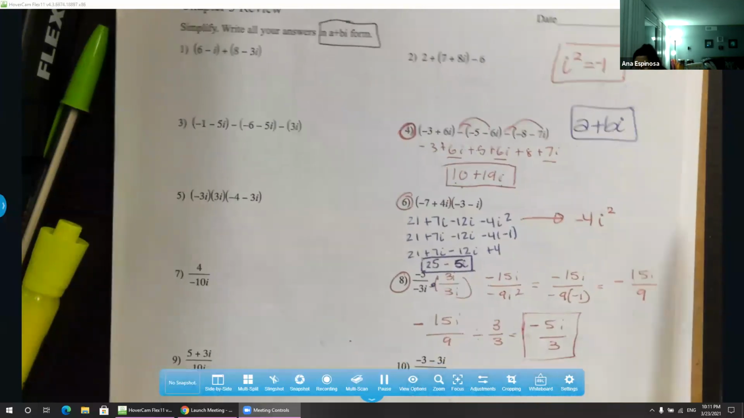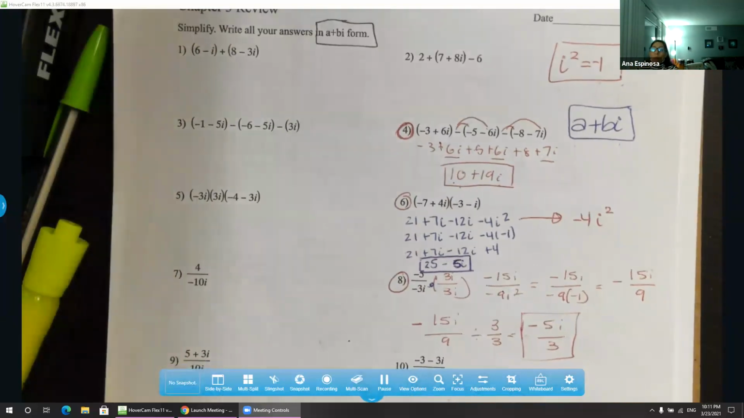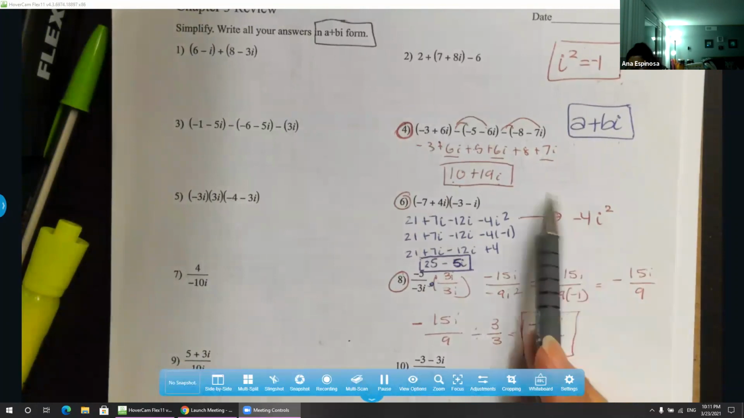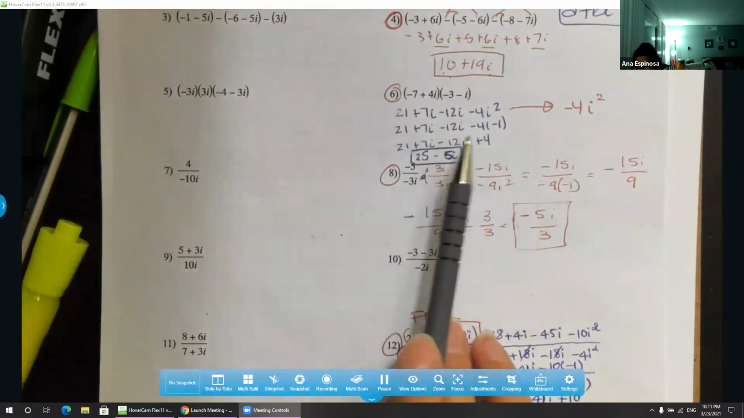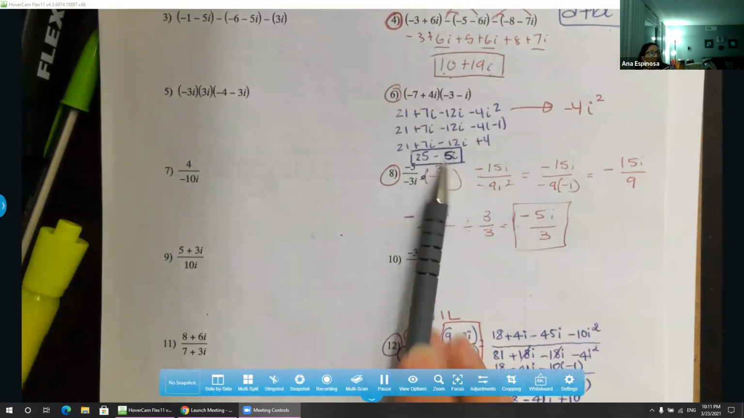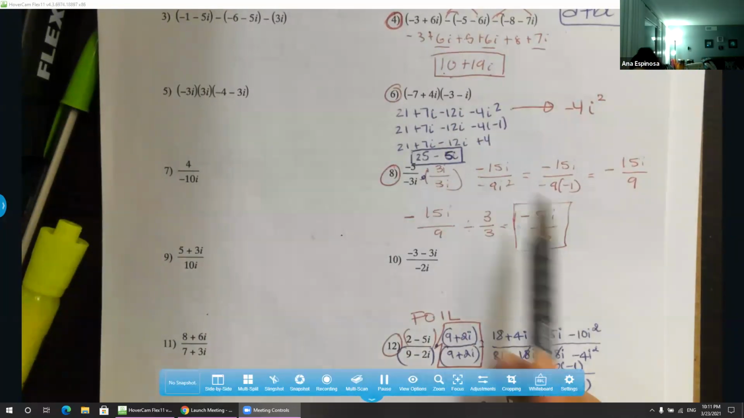Oops, I should have brought this down. Once the i squareds become -1s, that will then make that term a number, which will then add to the other numbers, and that will be in the constant side. And you always write your answers in a plus bi form. The plus is relative. The plus could be plus or minus, right? It's a and then the number i form.